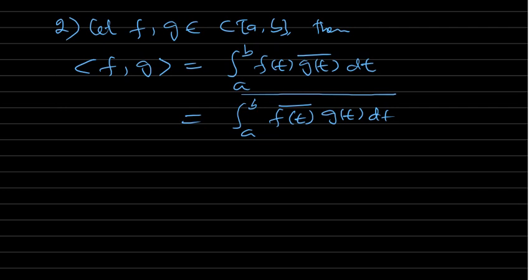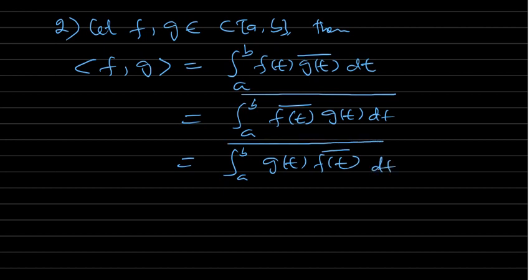Okay, the conjugate we can take from outside the integral to inside the integral. So there, f of t conjugate, whole conjugate, will be equal to f of t, and g of t conjugate becomes g of t. So that's equal to the integral from a to b of g of t f of t conjugate dt, whole conjugate. So what is this? This is the inner product of g with f, whole conjugate.